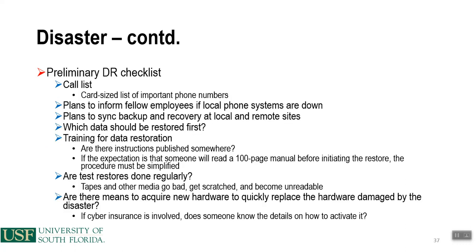And a preliminary DR checklist could be a call list, plans to inform fellow employees if the phone systems are down, plans to sync backups and recovery, and so on. You can think about this almost like a hurricane checklist as well. So what are the different types of things that you need to be aware of, as well as what are the steps that can be taken to help ensure that the disaster recovery goes according to plan and is as smooth and seamless as possible.